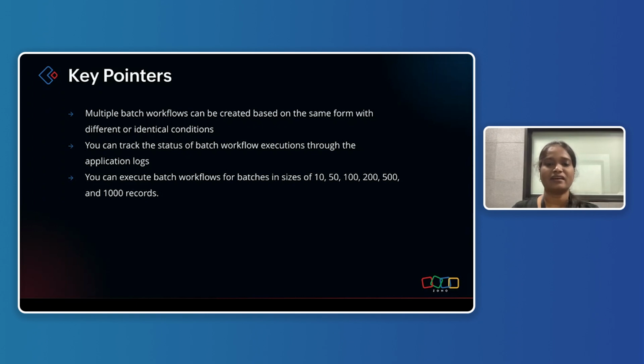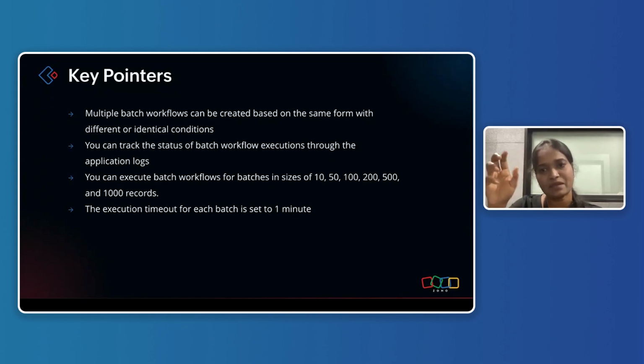And then we can set the batch size right from 10, 50, 100 to 1000 records based on your requirement. Next is the execution timeout for each batch has been set to 1 minute. If one batch fails, it'll skip the batch and start running the next batch.